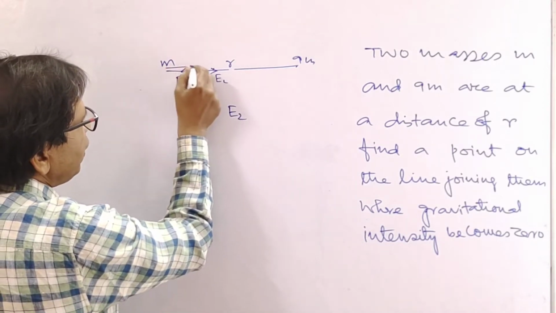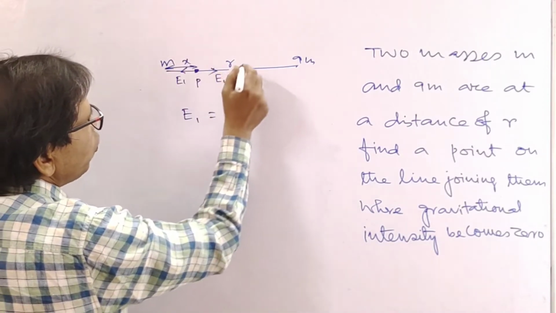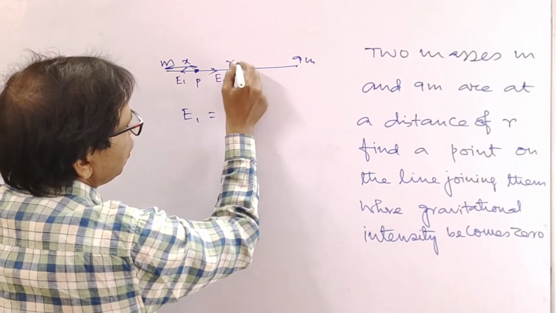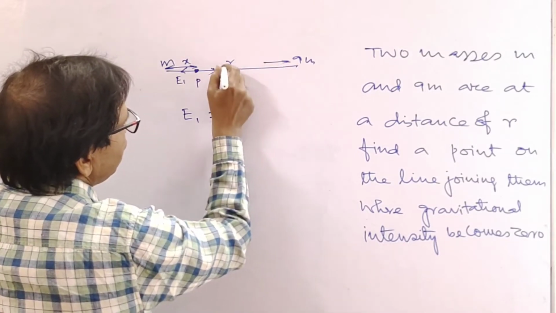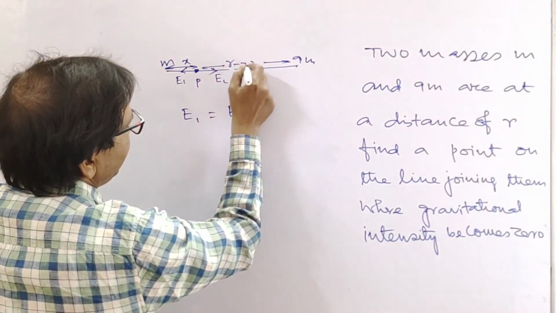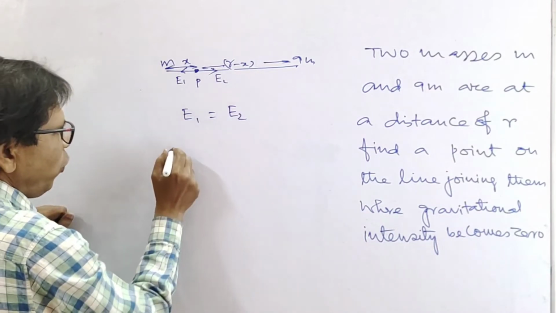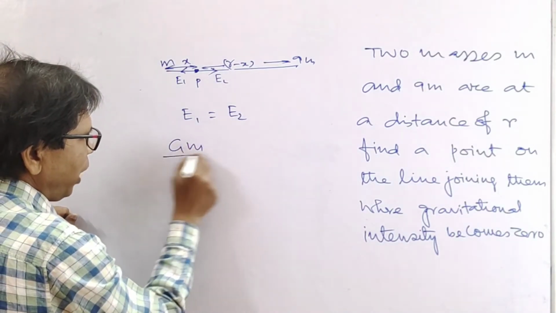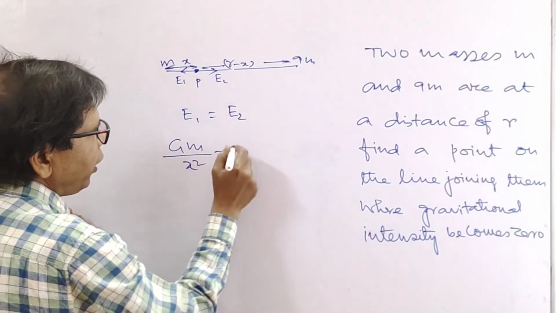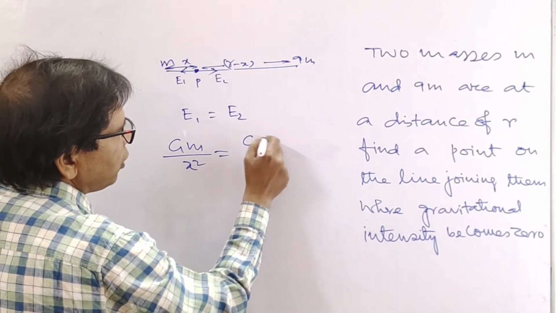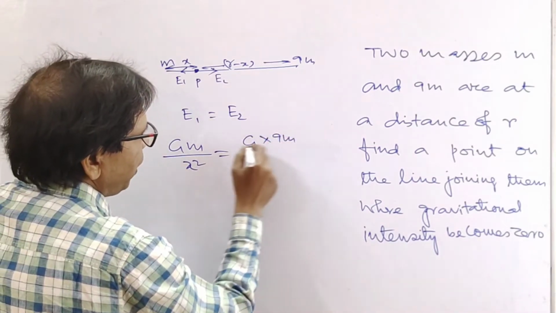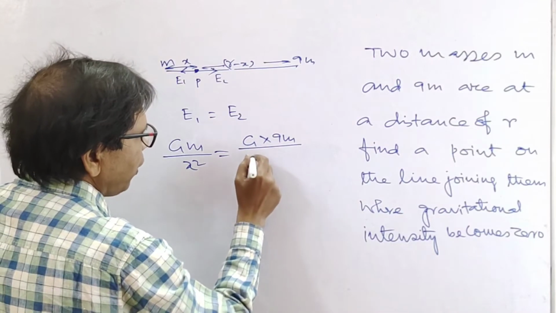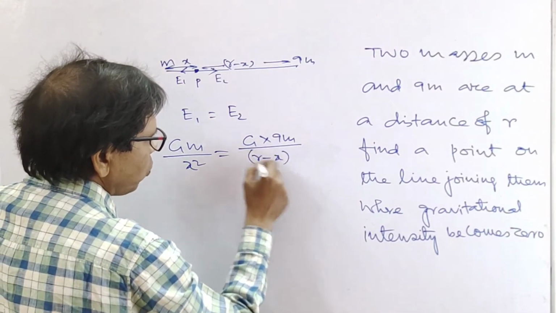Suppose this distance is x. Then this distance must be r minus x. So E1 equals G m divided by distance square, and E2 equals G into mass, this is the 9m, divided by r minus x whole square.